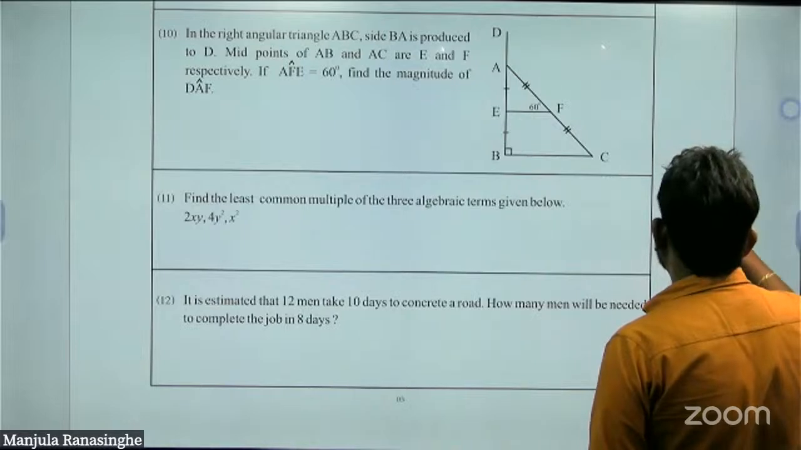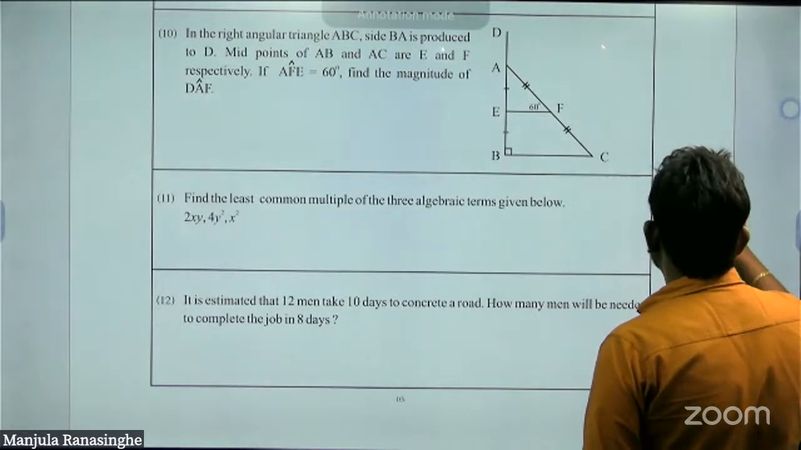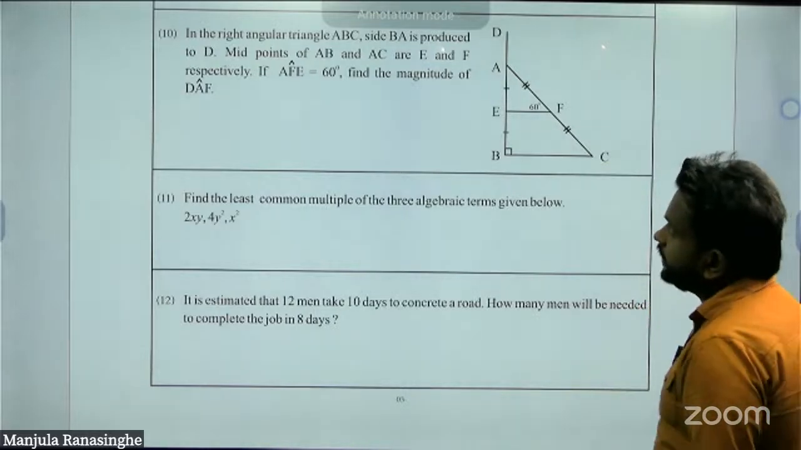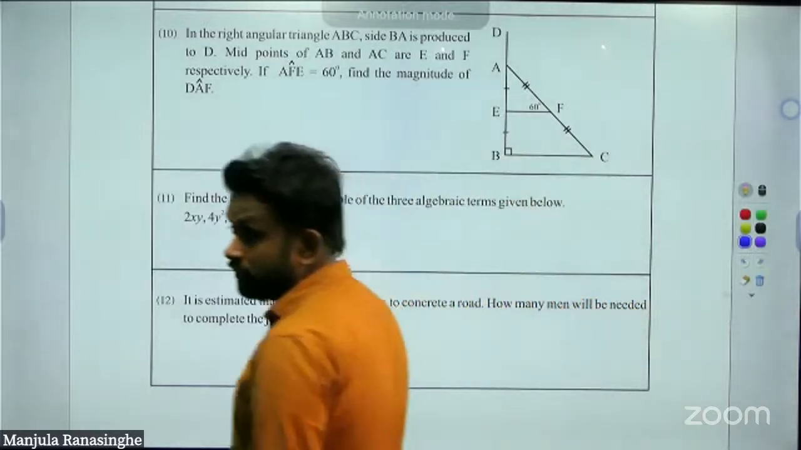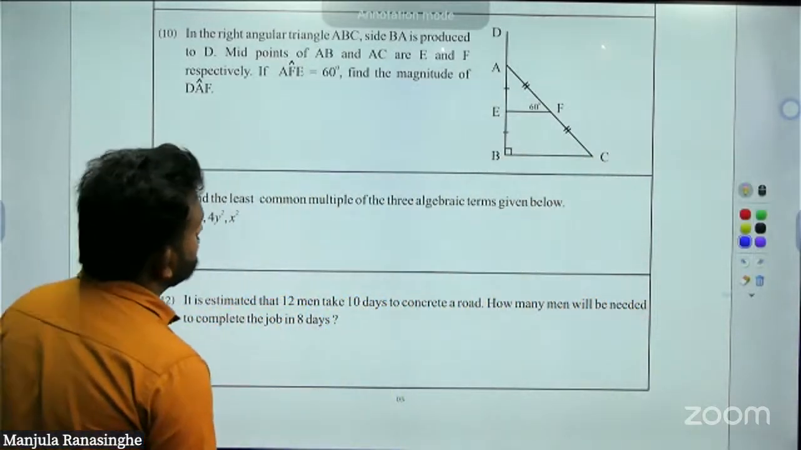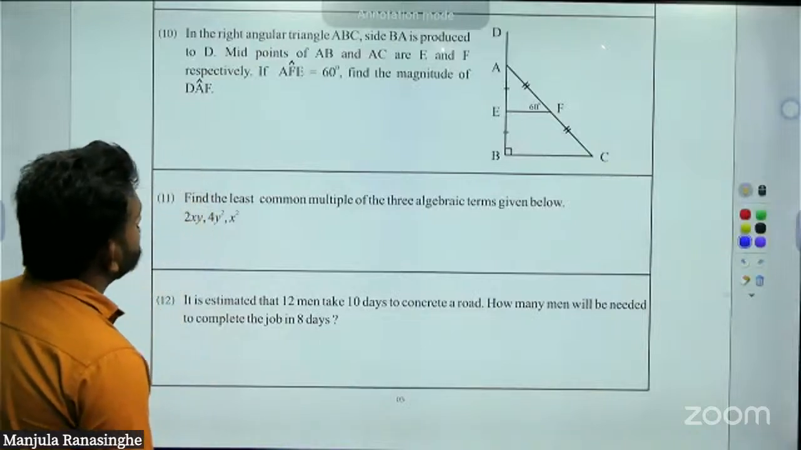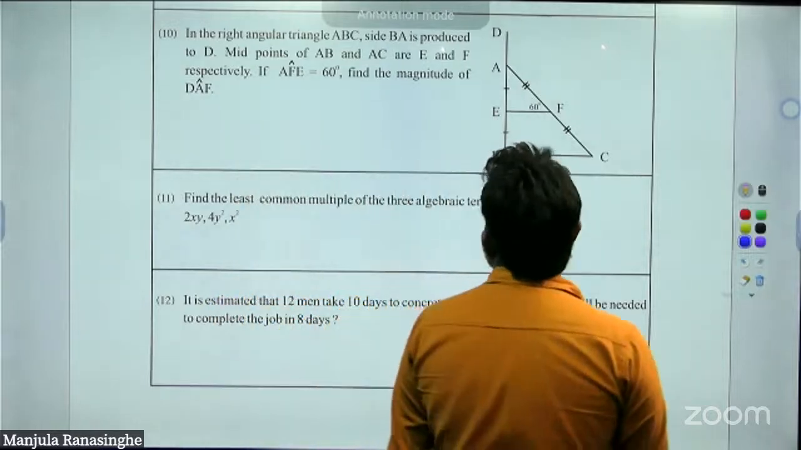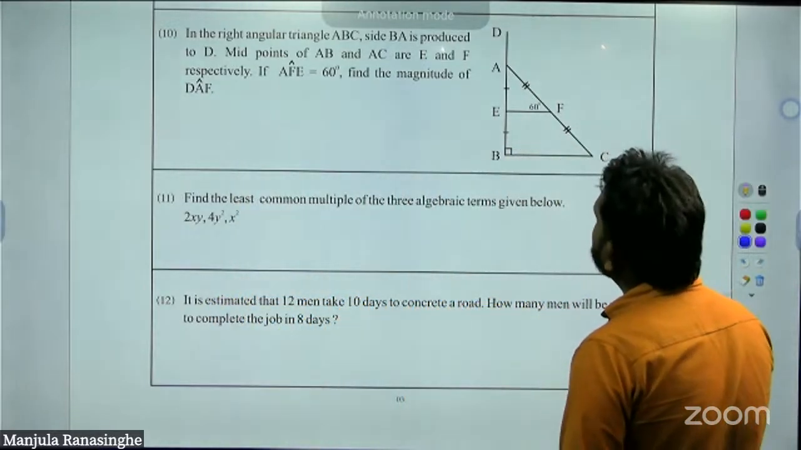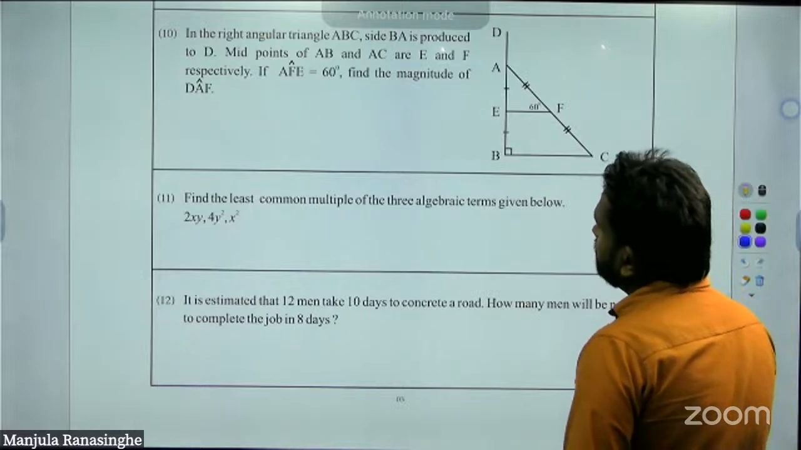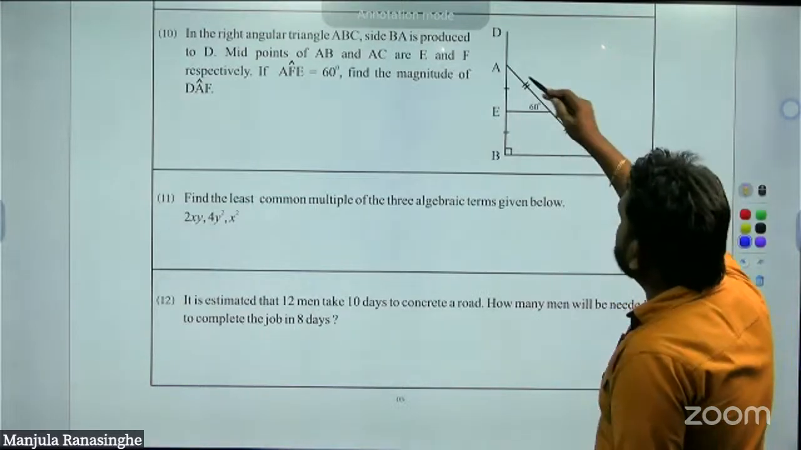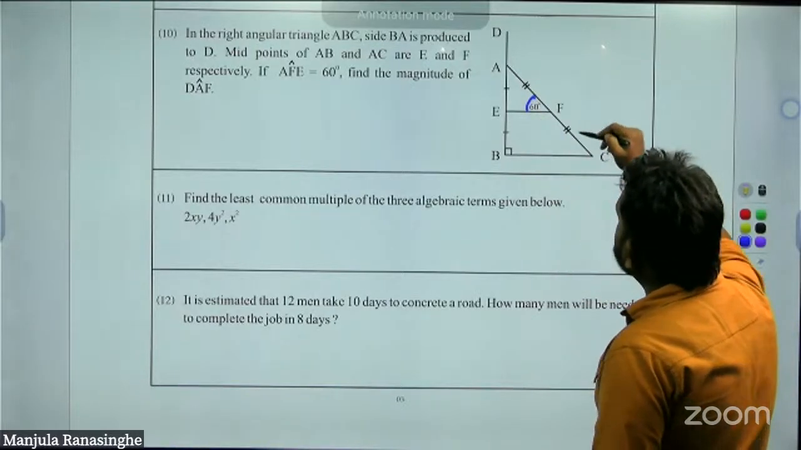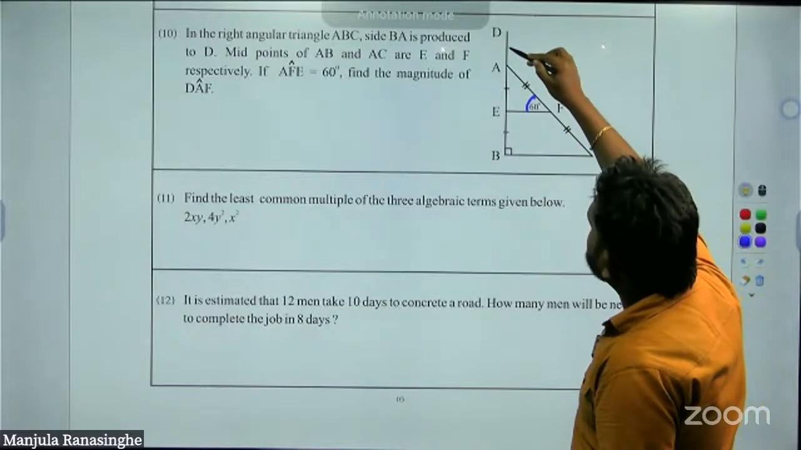Right, now check the question. In the right-angled triangle ABC, side BA is produced to D. The midpoints of AB and AC are E and F. Given that AF is 60, they are asking to find the magnitude of angle DAF. This angle is asked to be found.